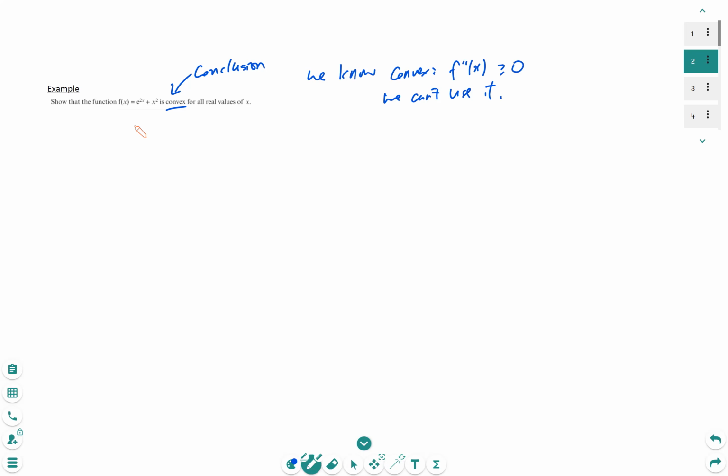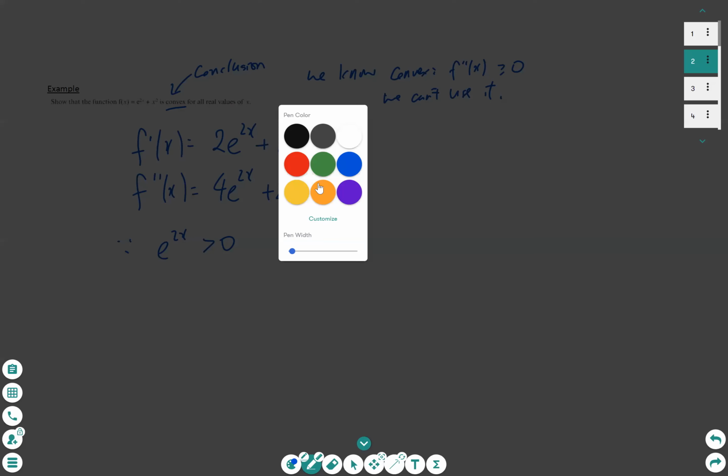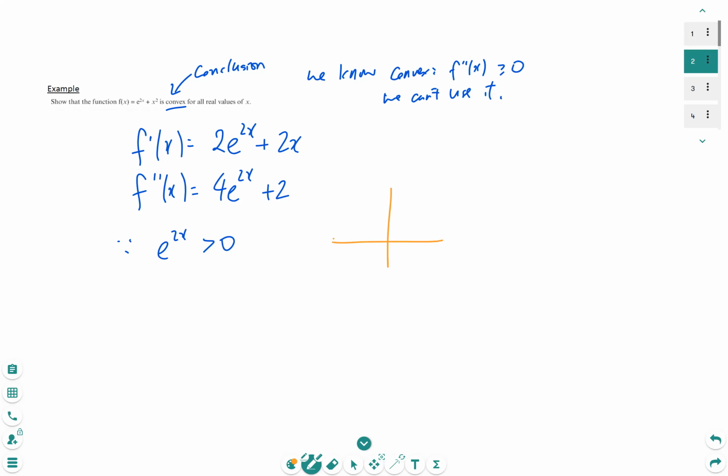To find the second derivative, let's differentiate first. Differentiate e to the power of 2x plus x squared: the first derivative is 2e to the power of 2x plus 2x. Differentiate again for the second derivative: 4e to the power of 2x plus 2. Now we just have to show this is greater than or equal to 0. Because e to the power of 2x must be greater than 0, that's the definition. If you don't know why, think about the e to the power of 2x graph. It's always above the x-axis, so it's always greater than 0.